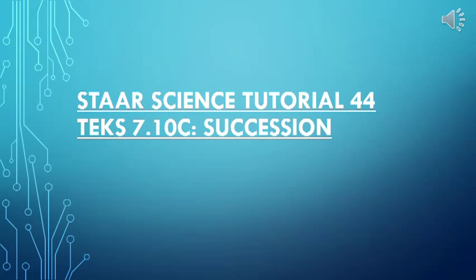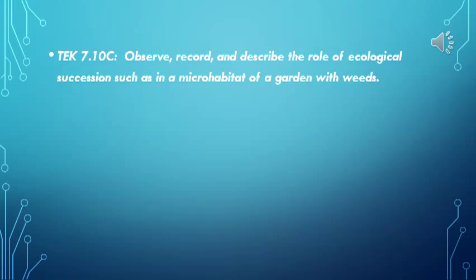STAAR Science Tutorial 44, TEKS 7.10c Succession. TEKS 7.10c: Observe, record, and describe the role of ecological succession, such as in a microhabitat of a garden with weeds.